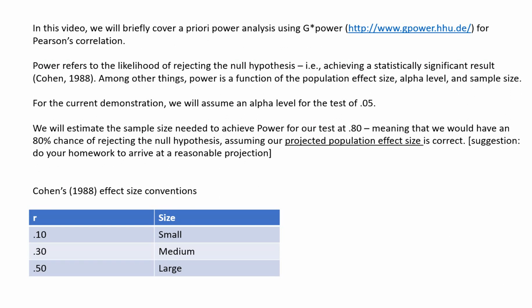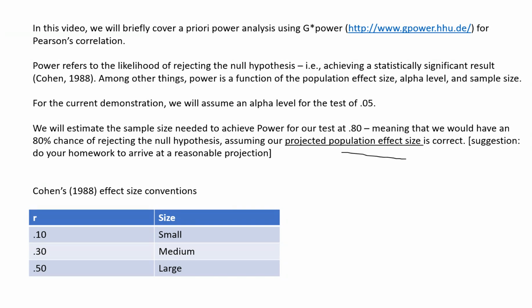For the current demonstration, we're going to assume an alpha level of 0.05, and we're going to estimate the sample size needed to achieve power for our test of 0.80, meaning that we would have an 80% chance of rejecting the null hypothesis, assuming that our projected population effect size is correct. Now, I have this underlined for a reason, and that is because it's not uncommon for folks not to spend much time thinking about the population effect size.